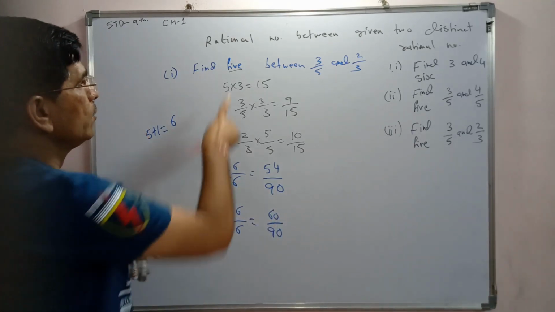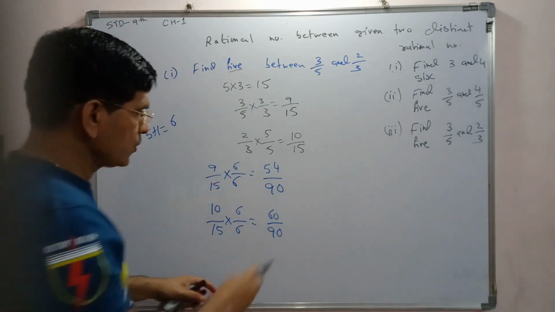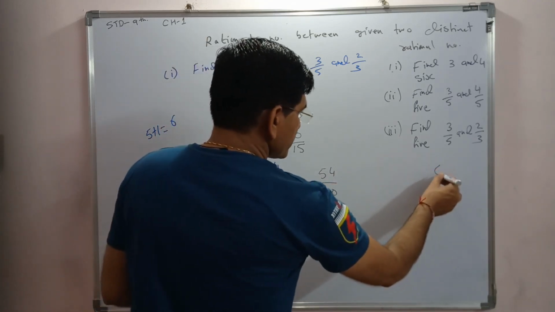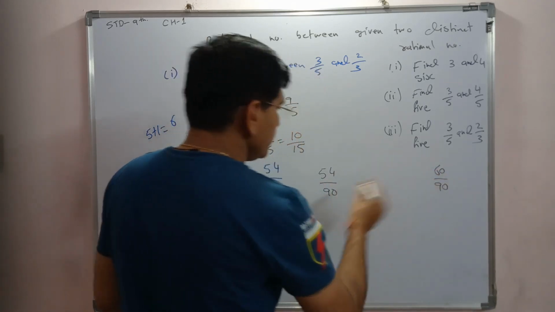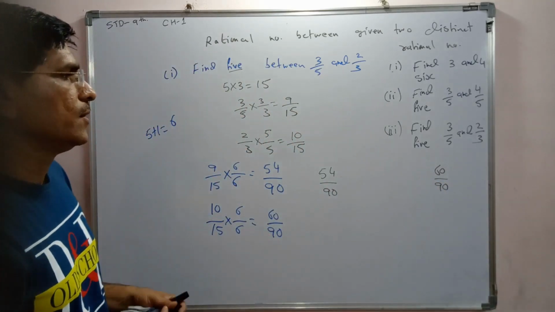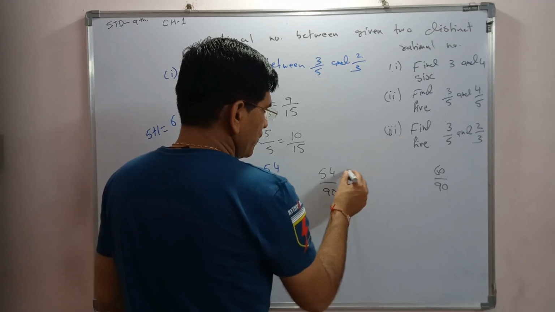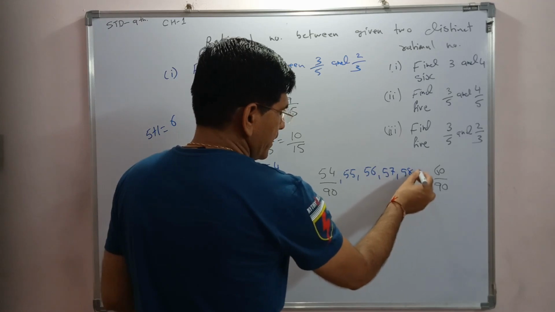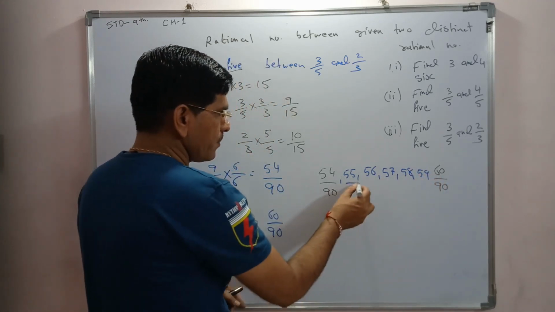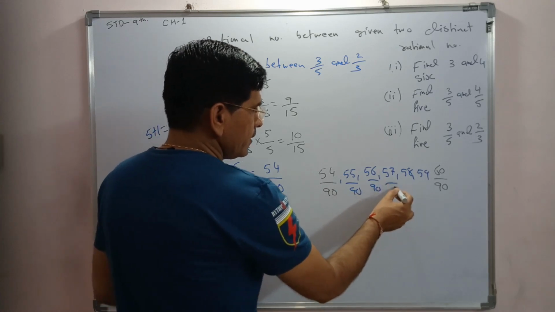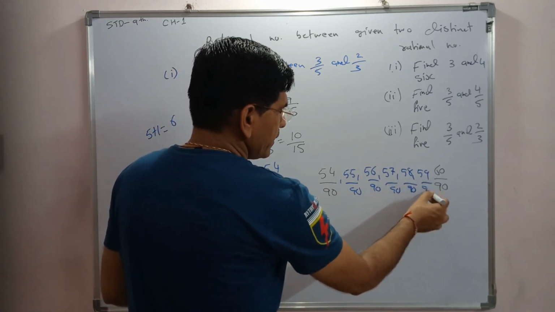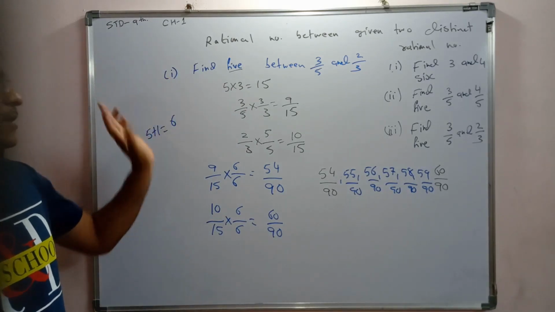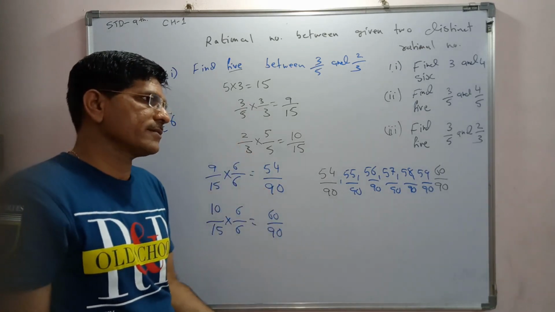How many numbers do we have to find out? 5 numbers. So between 54 upon 90 and 60 upon 90, the 5 numbers are 55, 56, 57, 58 and 59, each upon 90. So we have discussed three different examples that are in your exercise.